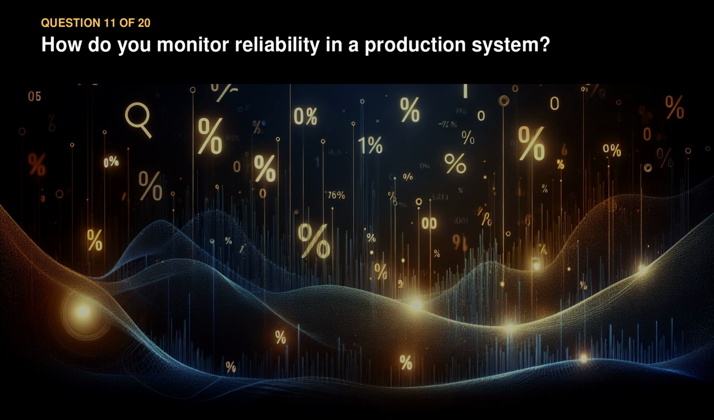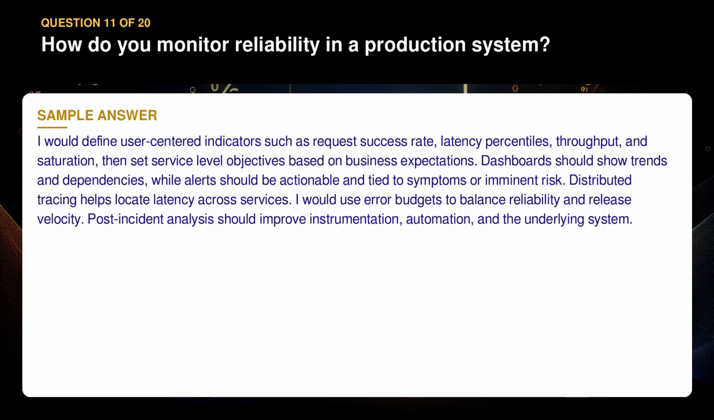Question 11. How do you monitor reliability in a production system? I would define user-centered indicators such as request success rate, latency percentiles, throughput, and saturation, then set service-level objectives based on business expectations. Dashboards should show trends and dependencies, while alerts should be actionable and tied to symptoms or imminent risk. Distributed tracing helps locate latency across services. I would use error budgets to balance reliability and release velocity. Post-incident analysis should improve instrumentation, automation, and the underlying system.